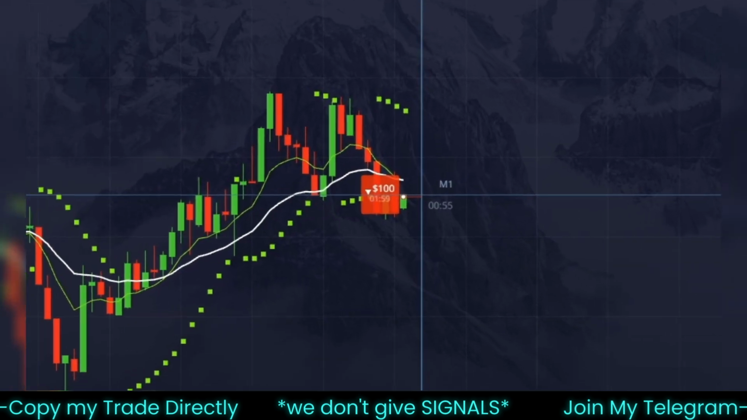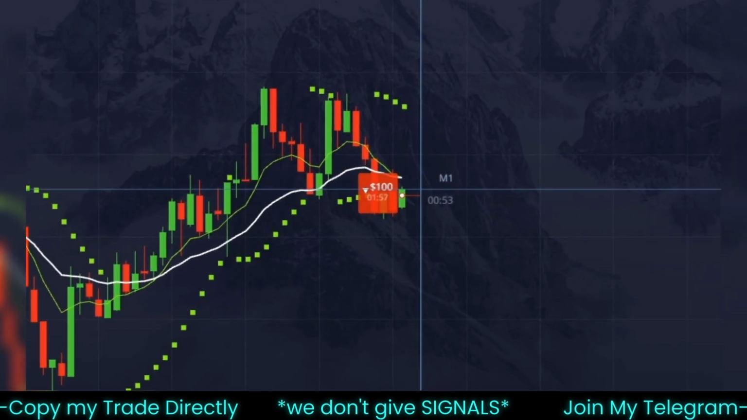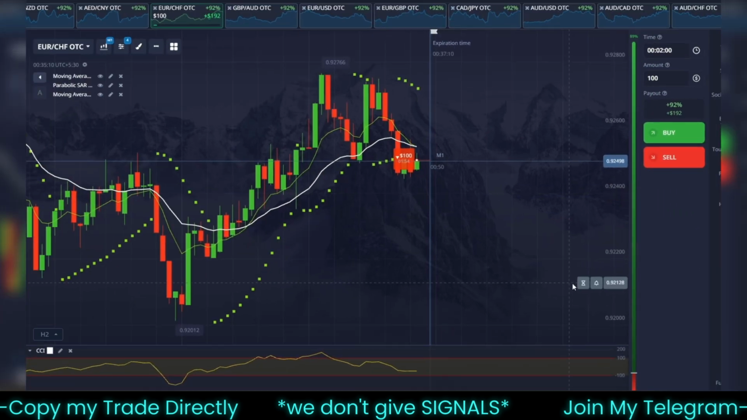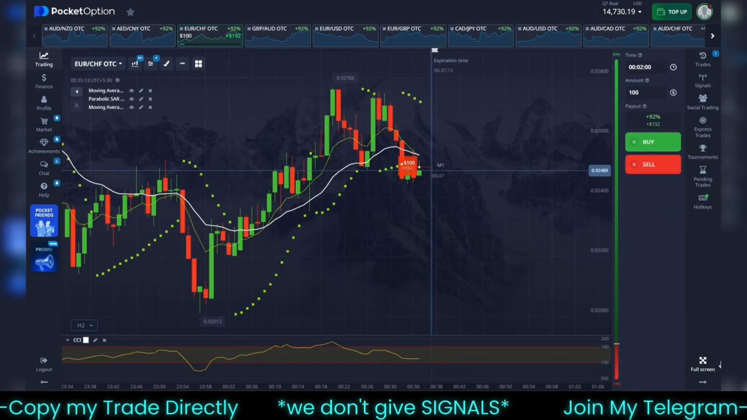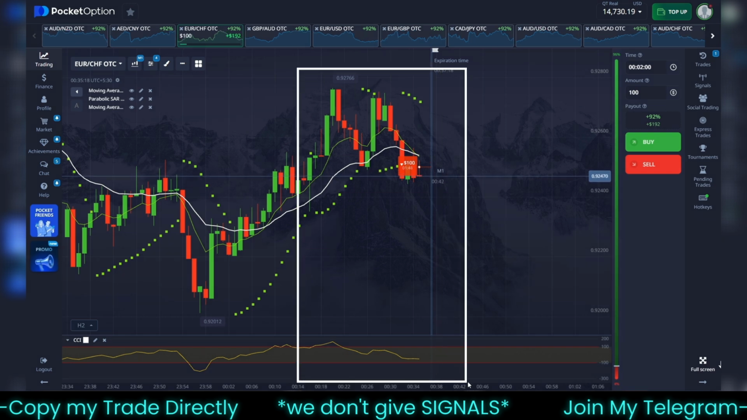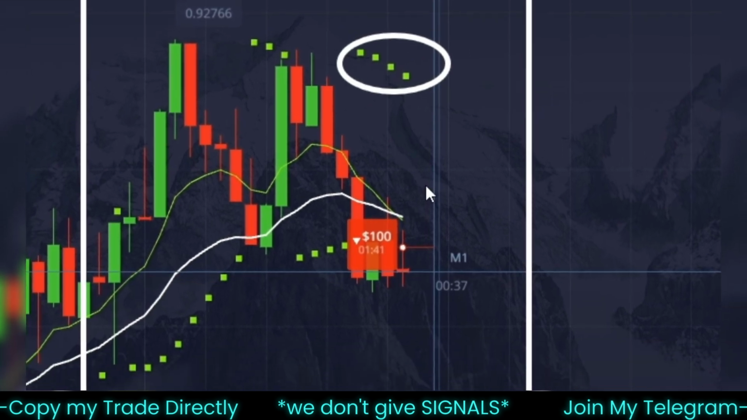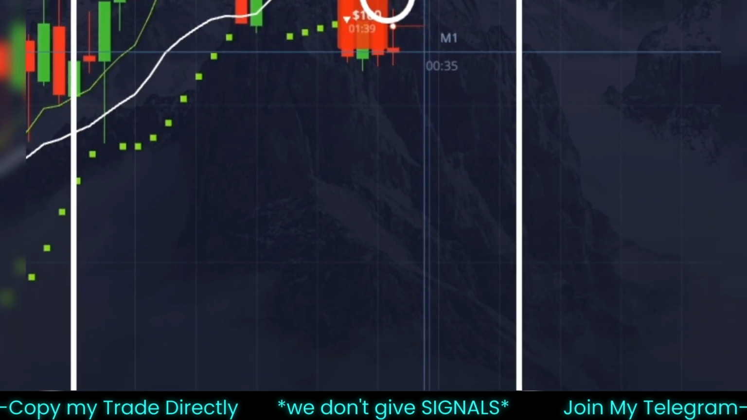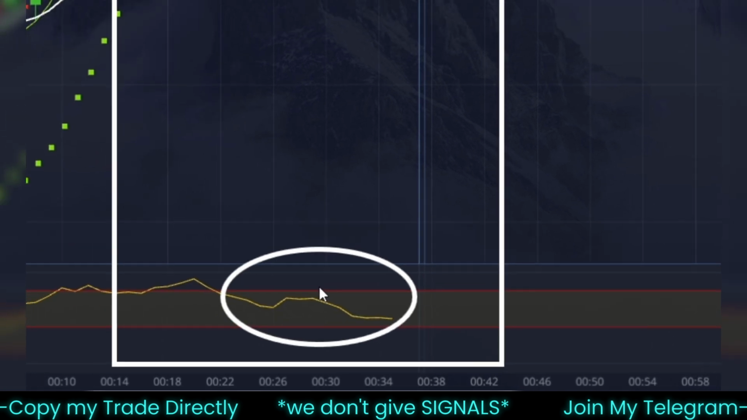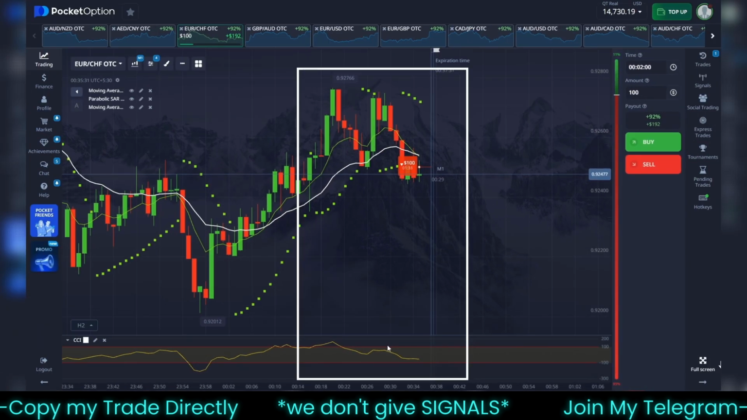So here I am getting a setup for the downward direction, and I placed an entry here. Now what is the reason and why I chose this setup? Let me just clear this out. First of all, we just have to follow 3 things, which are these parabolic SAR dots, these moving average lines, and the CCI indicator line. Now, what do we have to notice in these 3 things?